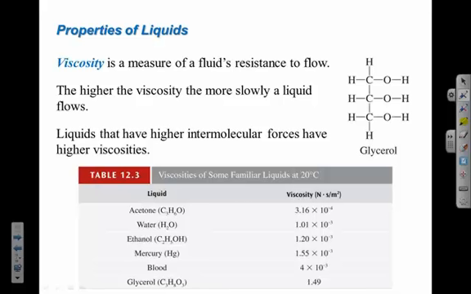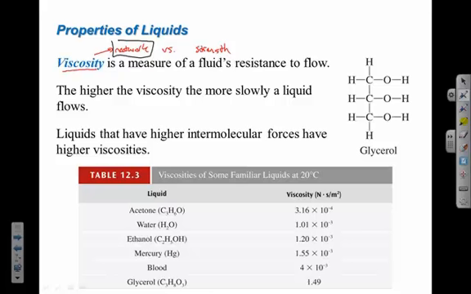Another property of liquids that's impacted by their intermolecular attractions is viscosity. And viscosity is much more about the network of attractions versus the actual strength of the individual attractions. The network that it can form is much more important. And that's illustrated well by the glycerol molecule.